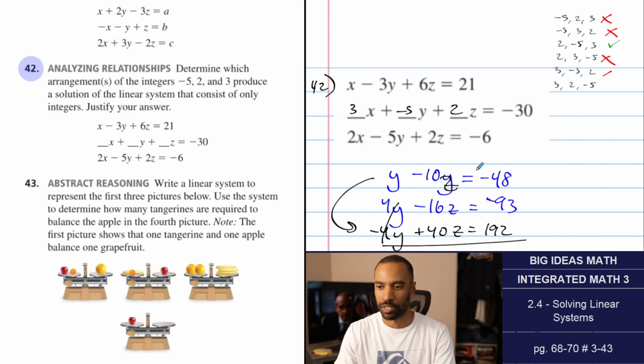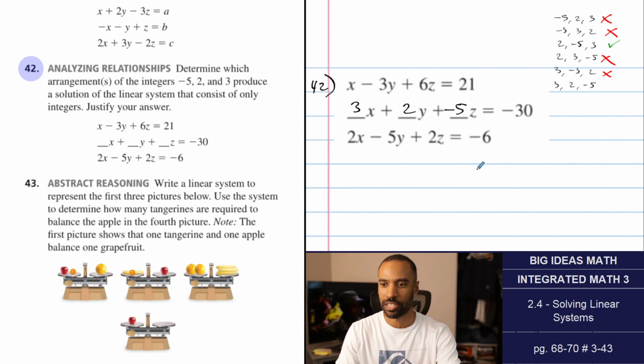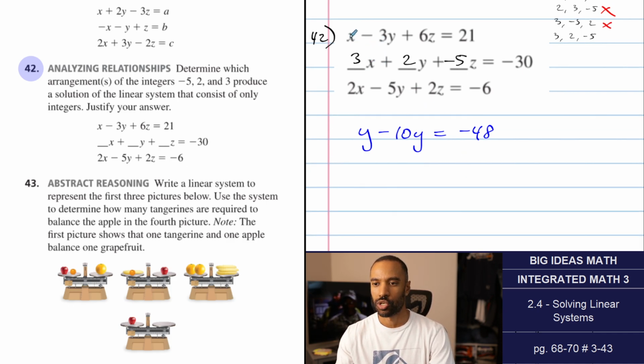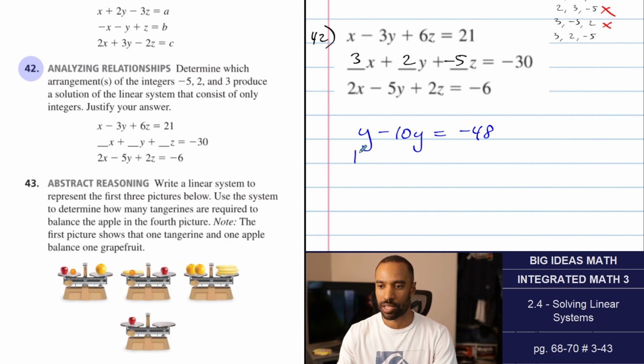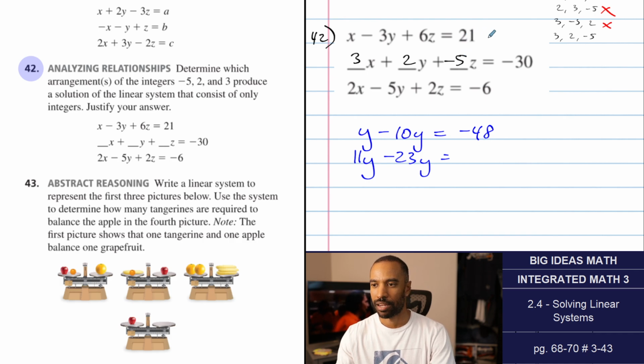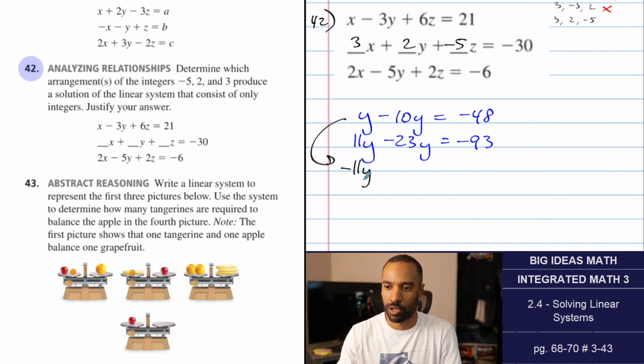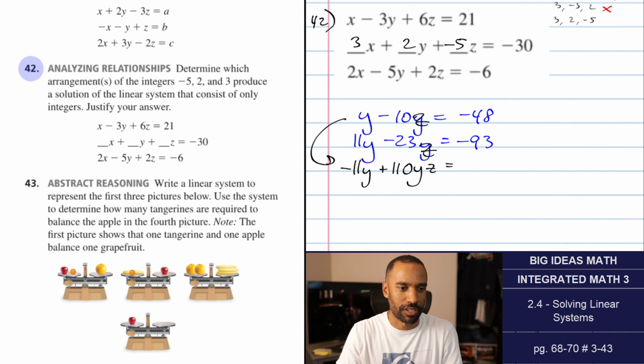Okay. Oh, what was that first equation? y minus 10z equals negative 48. Okay, that doesn't change no matter what I do for these ones to eliminate x. Now this next one I multiply by negative 3. So that cancels 9y, so that's 11y. And then this is negative 18, negative 23. This doesn't look good. And then negative 63 minus 30 was negative 93, right? Negative 93. Okay. Multiply this top one by negative 11. You get negative 11y plus 110z. I keep writing y's here. Those are z's. Equals negative 48 times negative 11.